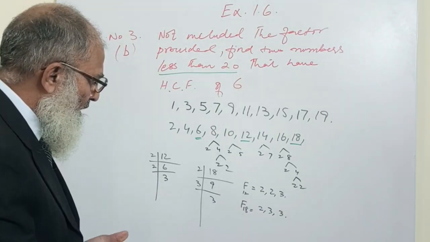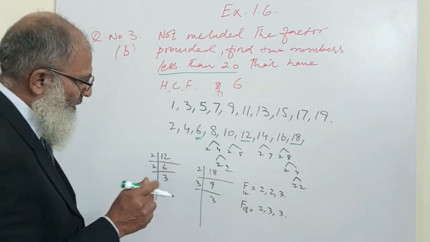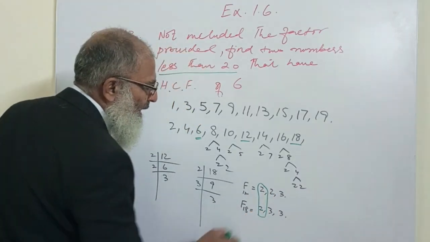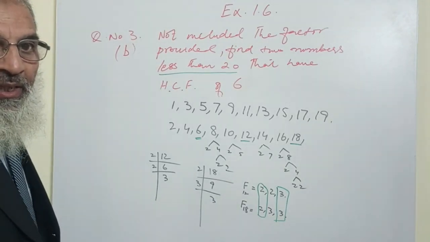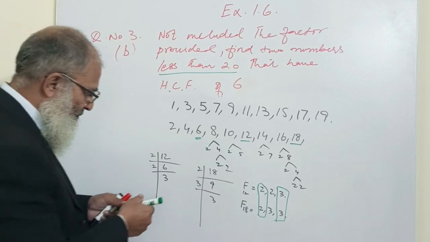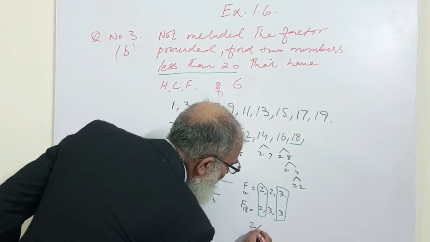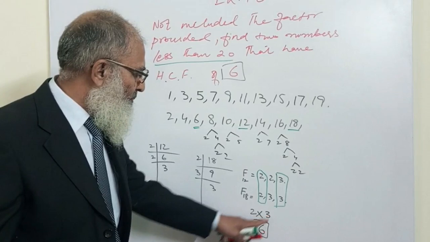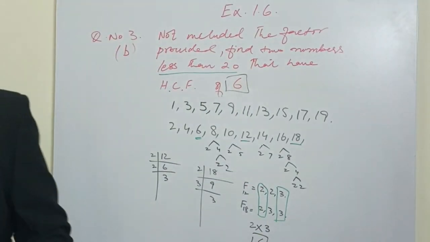So I have finally come up with a pair of common factors. This is a common factor and this is a common factor. When we have a pair of common factors, then we multiply both the factors like this: 2 multiplied by 3 is 6, which is our required answer. There is only one possibility in this question.